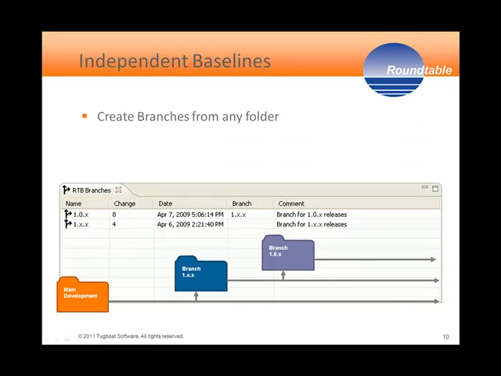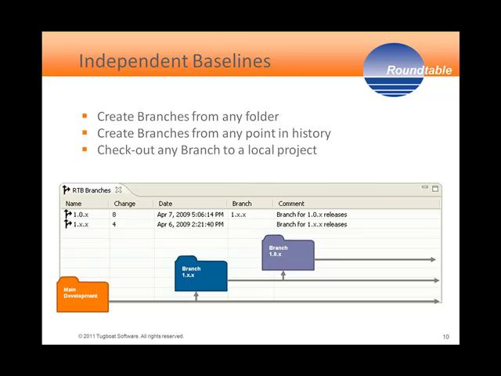When using Roundtable Team, any folder in the repository can be branched to create an independent baseline, allowing ongoing changes to be made independently and isolated from other baselines. Branches can even be created from points in the past. And branches aren't just a logical concept on the server. Any branch can be checked out to a local project, changed, and then also committed back to that branch and merged at a later time.